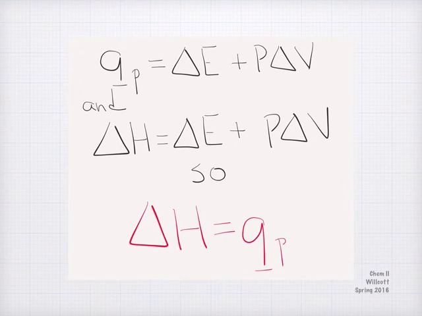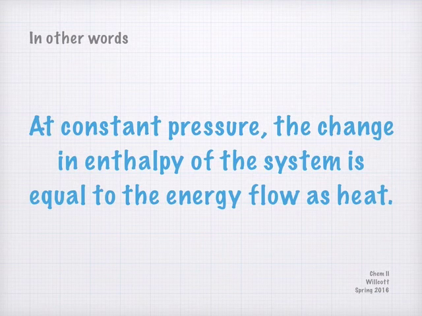So we've actually created two identical equations. One is an equation we defined as being for heat being equal to the change in energy plus work. And then we've defined another equation where the change in enthalpy is equal to the change in energy plus work. So in other words, those are two equivalent equations, and we can say that the change in enthalpy is equal to heat. So just looking at that in words, we're saying that at a constant pressure, the change in the enthalpy of a system is equal to the energy flow as heat.